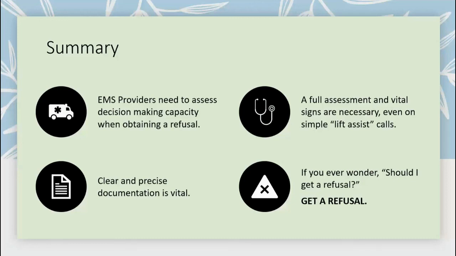And the big takeaway from this whole thing is, if you ever get on scene, talk to a patient and think to yourself, should I get a refusal for this? Get a refusal. It doesn't take much time to write a clear and precise narrative when you explain the risks, get a set of vital signs, and the patient refuses. It's okay, but you do have to write a complete narrative with that refusal.